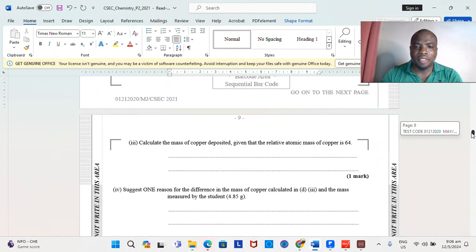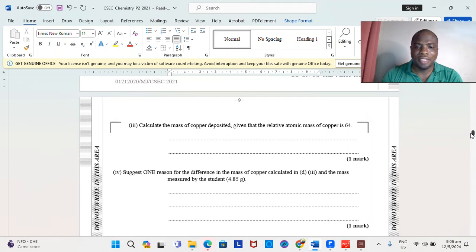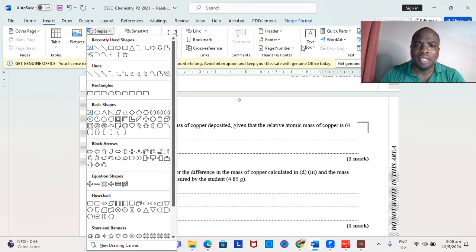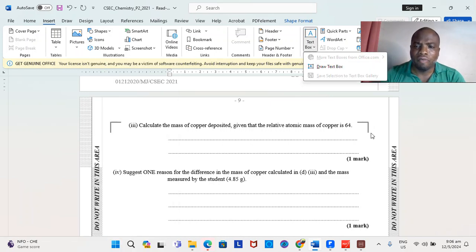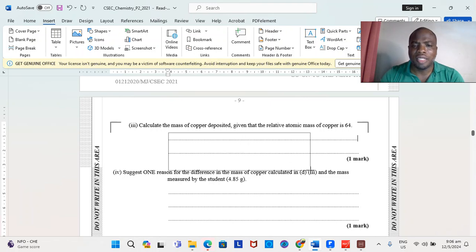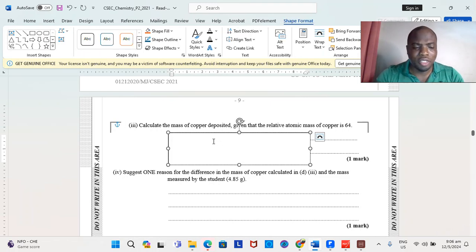So in moving on, it says calculate the mass of copper deposited given that the relative atomic mass of copper is 64. Now, as always, some persons can look and determine, but I love to always do the full explanation along the line. Now, what is the relationship? 1 mole of, since we're dealing with copper, we're talking about an element. And if it's an element, we use the term atomic mass.